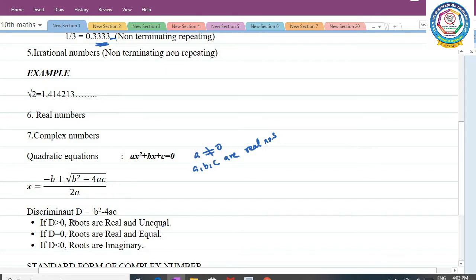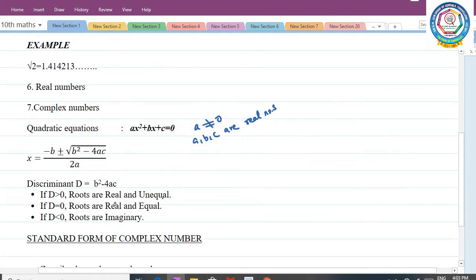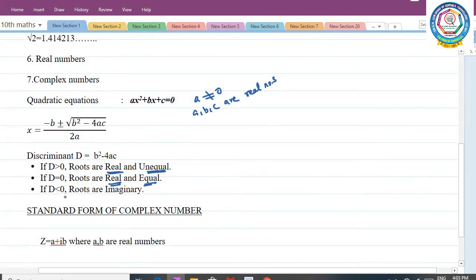What are the properties of the discriminant? If D is greater than 0, the roots are real and unequal. If D is equal to 0, the roots are real and equal. If D is less than 0, the roots are imaginary. This imaginary value we can't represent using the real number system. Using the real number system, we can solve quadratic equations, but not all quadratic equations can be solved. When the discriminant is less than 0, the roots are imaginary.